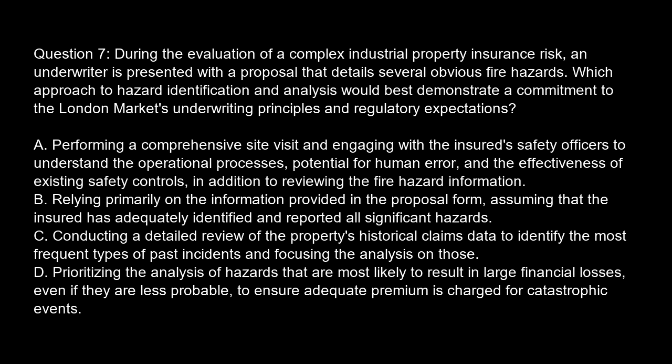Option B. Relying primarily on the information provided in the proposal form, assuming that the insured has adequately identified and reported all significant hazards. Option C. Conducting a detailed review of the property's historical claims data to identify the most frequent types of past incidents and focusing the analysis on those. Option D. Prioritizing the analysis of hazards that are most likely to result in large financial losses, even if they are less probable, to ensure adequate premium is charged for catastrophic events.